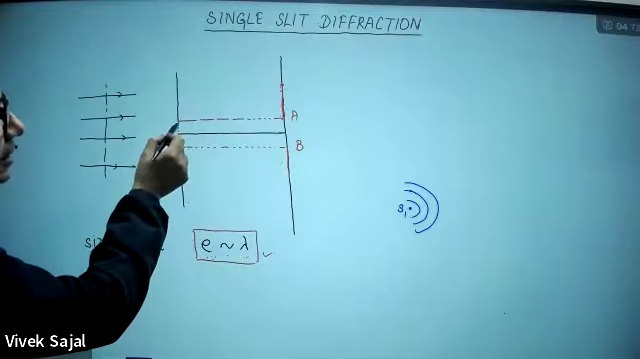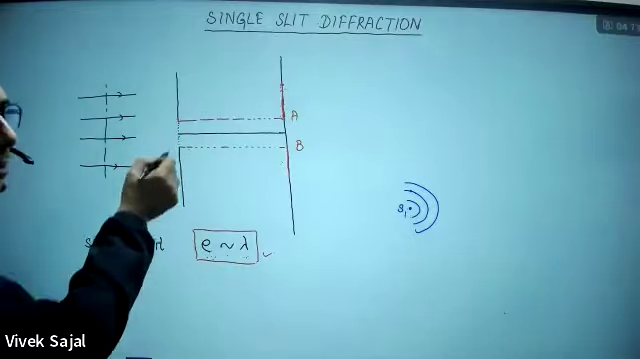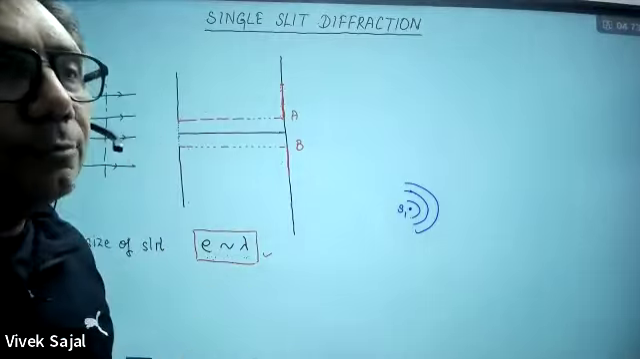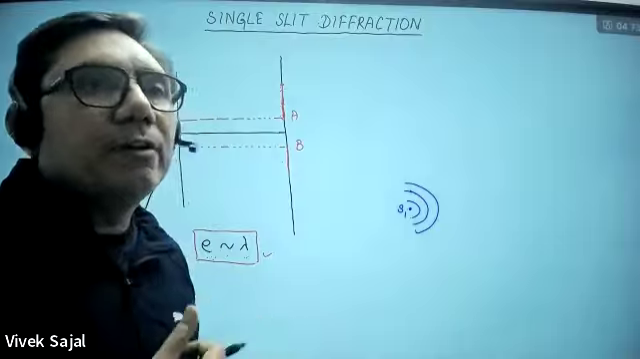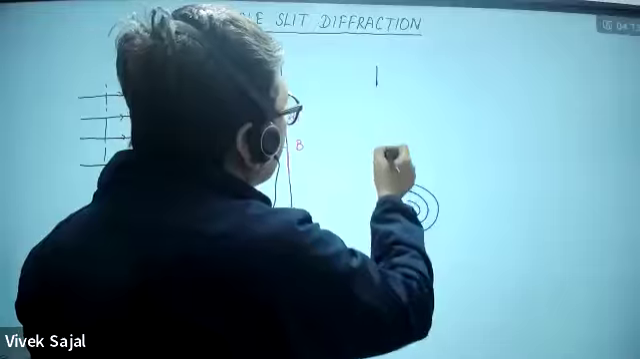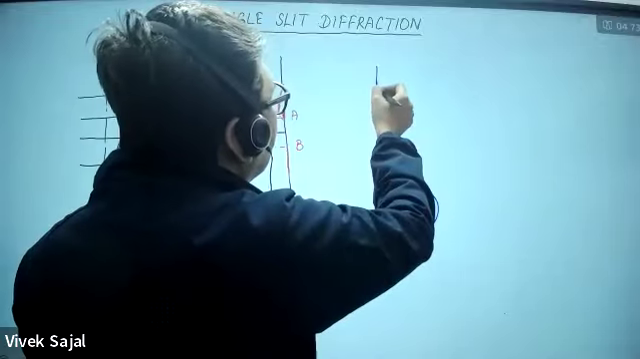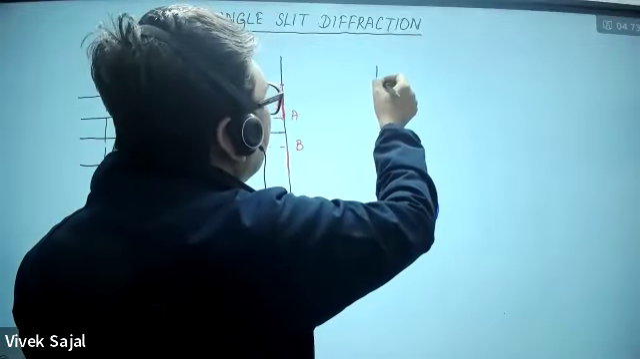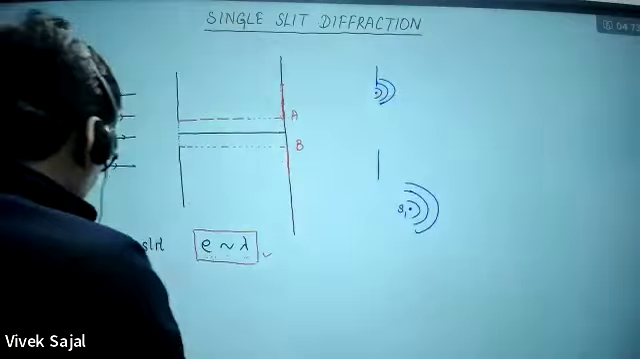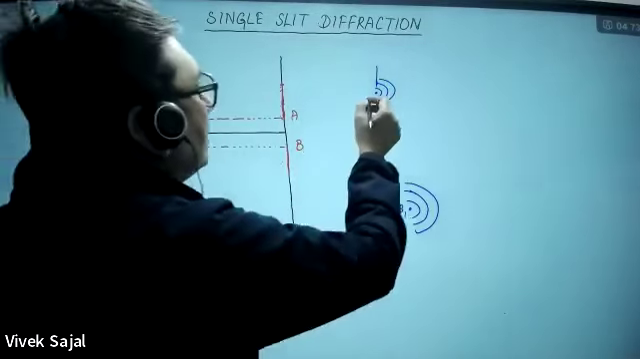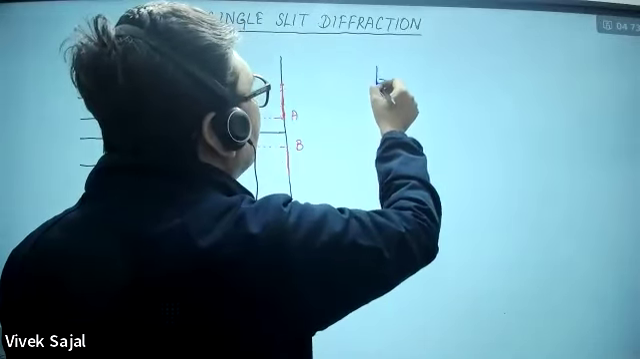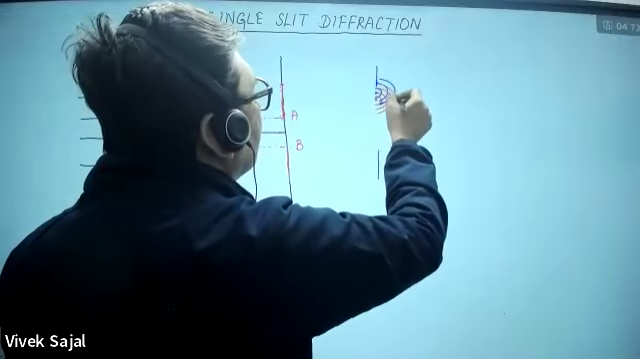Then you can say that this slit is made up of a large number of point sources, and each point source is emitting its own wavefront. In this case, you can consider it like this. Suppose this is the slit, and this is one of the point sources. Then it is going to emit its own wavefront, this type of wavefront. If you consider a second point source, then it is going to emit its own wavefront like this.